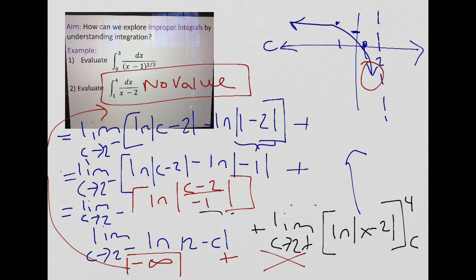So in 1, it worked out very nice. We got a number out of it, but 2 didn't work out so nice. So this actually leads to our next lesson, where we look to see if our function on that integral, from let's say 1 to 4, diverged or converged. That would help us out. So hopefully that next lesson will help you know whether you get a value or not.